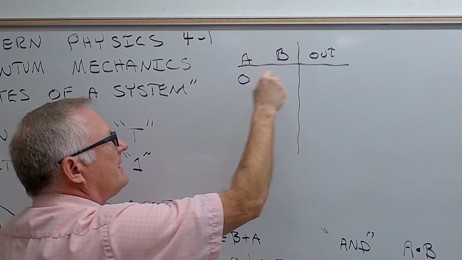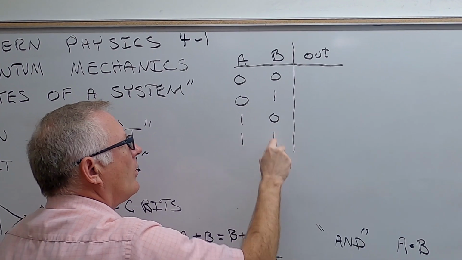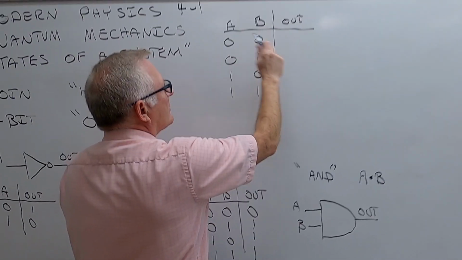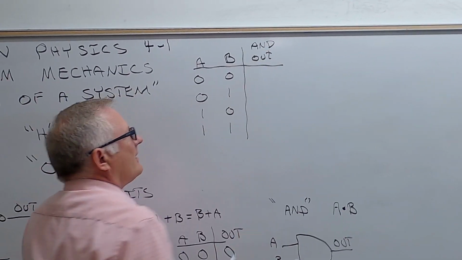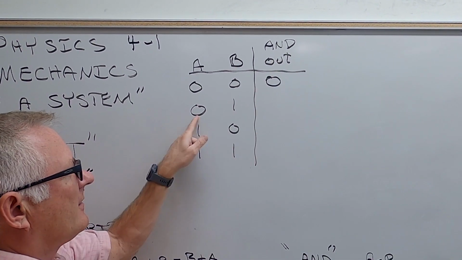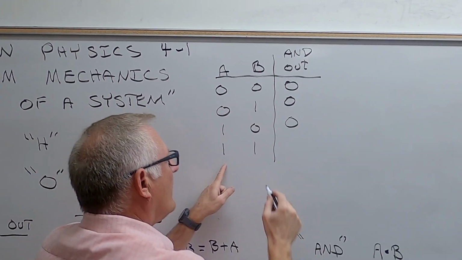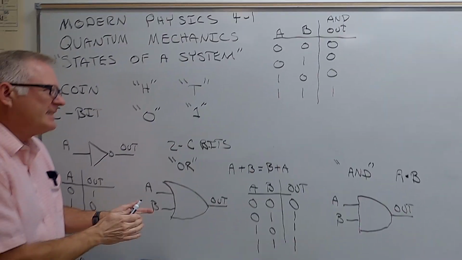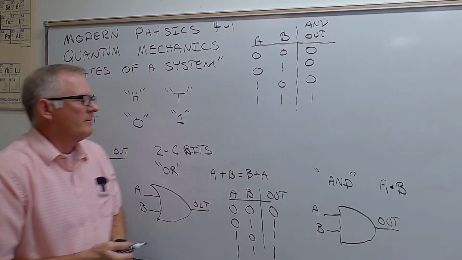Four possibilities: 0 0, 0 1, 1 0, 1 1. Then this is like a multiply. This is the AND, just to remind you. It's like a multiply. This would give me a 0. 0 times 1 is a 0. 1 times 1 is a 1. So when you say you're going to do this and that, it means you have to do both to be true.